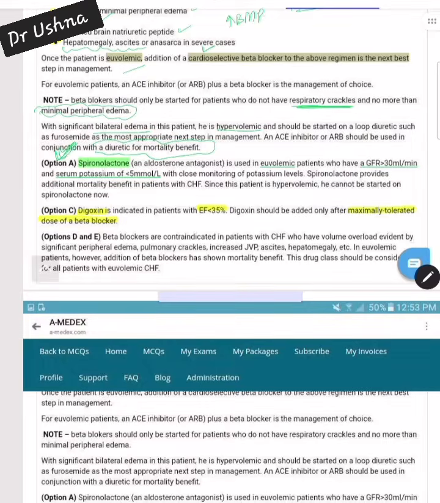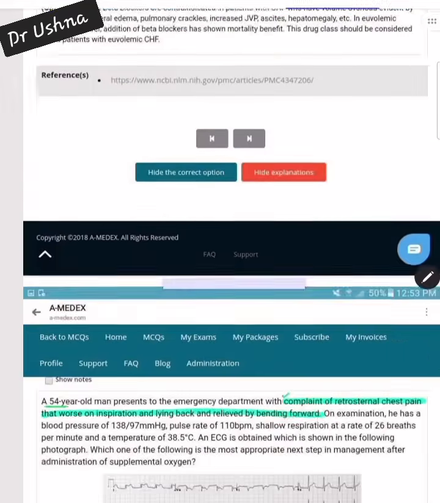Spironolactone, as we have already discussed, is given in a euvolemic patient with a GFR greater than 30 and potassium less than 5. Digoxin, yes, is a good option, but for those patients who have heart failure with an ejection fraction of less than 35% and who are not controlled with the maximal dose of beta blocker. Beta blockers are contraindicated in patients with heart failure who have volume overload. So the only option left was loop diuretics here.